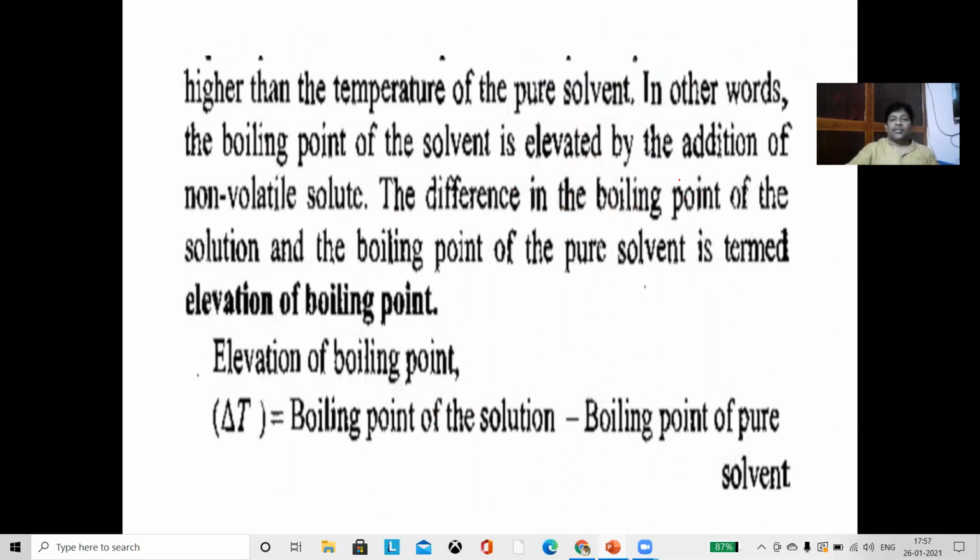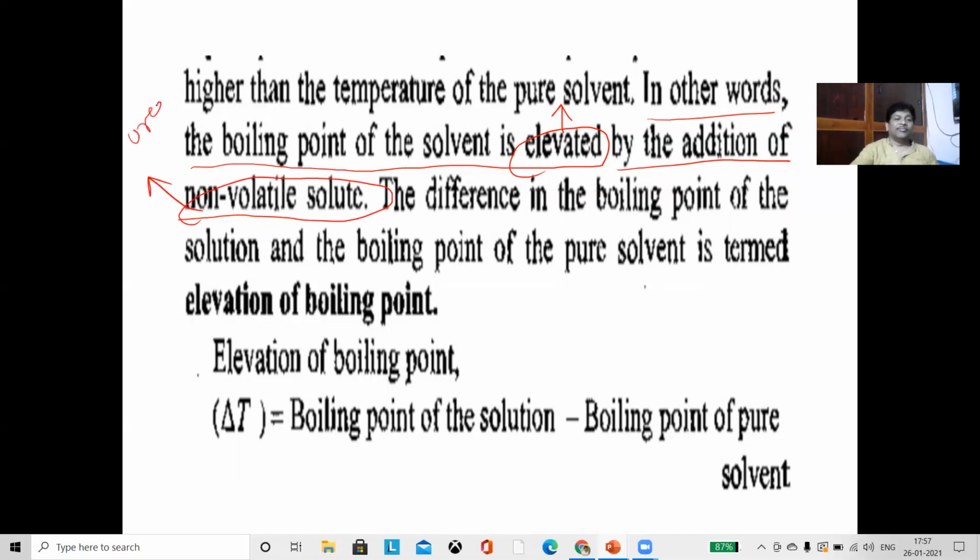Next, in other words, whenever vapor pressure is lowered, boiling point elevates. In other words, the boiling point of the solvent is elevated. Elevated means increased, by the addition of what? Non-volatile solute.